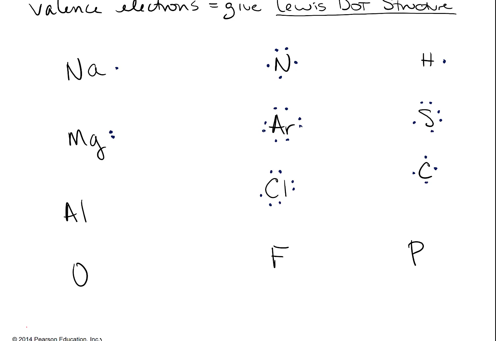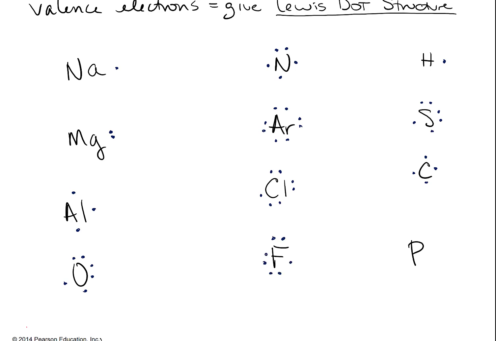So in this, you're just going to leave 1 that won't be paired. Sulfur will have 2 that are not paired. Carbon will have 4 that are not paired. Aluminum has 3. Oxygen, 6A is its group. Fluorine is in group 7.